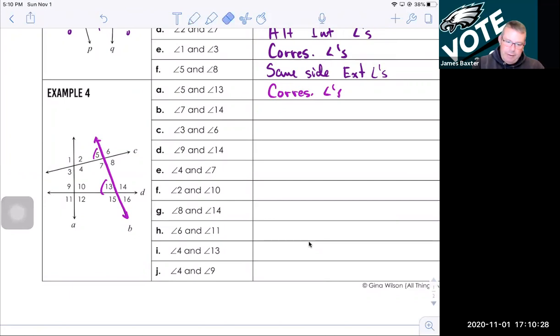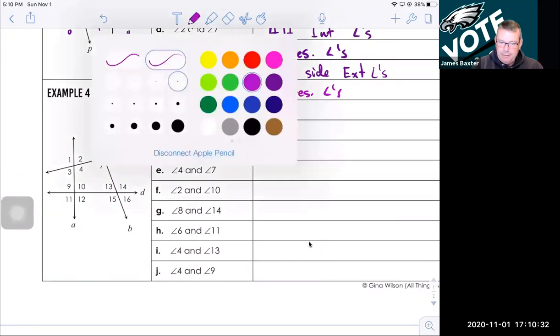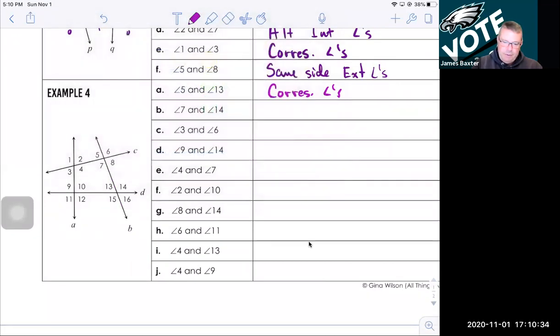And I'm probably going to need to erase. So if you have these printed out, you want to use a pencil. I'm telling you right now. 7 and 14. So here's 7 and 14, same grouping of angles. So that means that B again is my transversal right there. 7's inside, 14's inside, alternating of the transversal. So they are alternating interior angles.